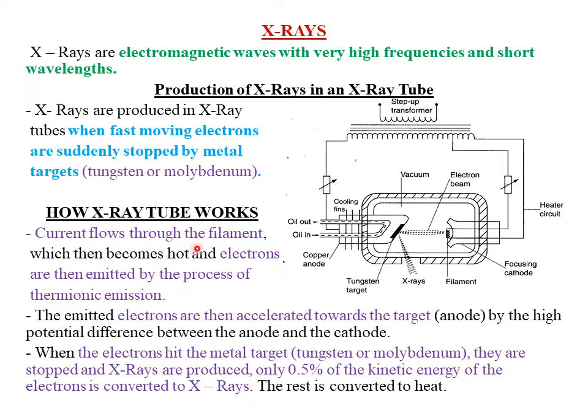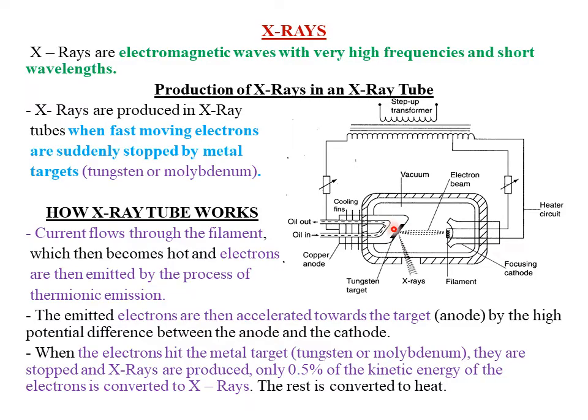So when the current flows through the heating filament, it becomes hot, and it also hits our cathode. Of course, the cathode is going to produce electrons by the process called thermionic emission. Then the emitted electrons are accelerated towards the target, which is usually connected on the anode. You can see we have an anode here where we are connecting the copper, and also our tungsten metal. They are connected on the anode so as to help us accelerate the electrons.